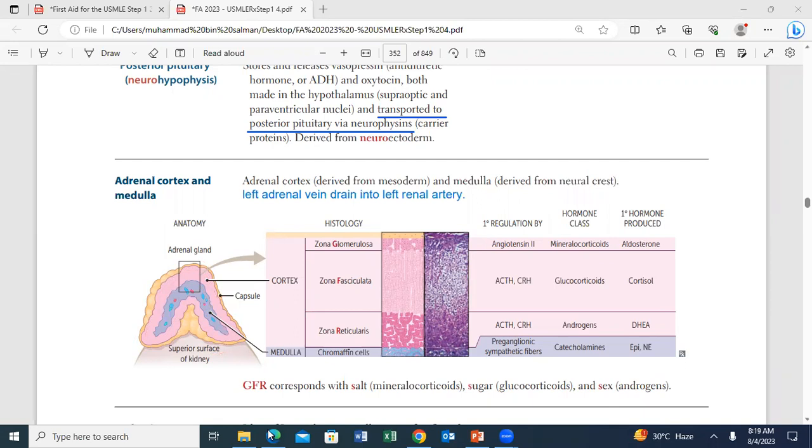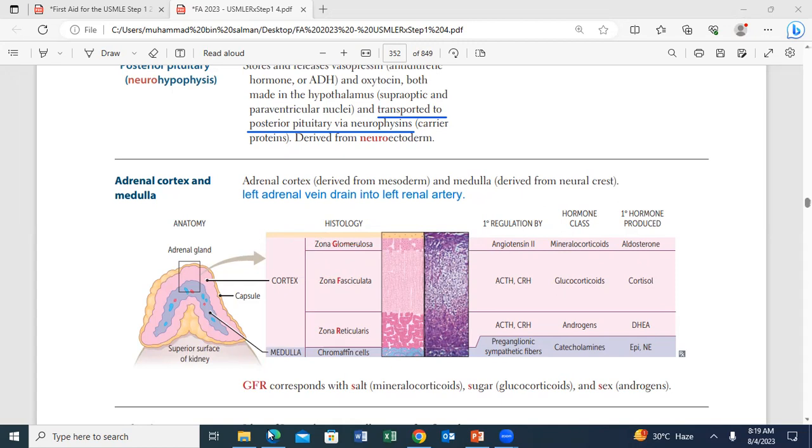What are the secretions of cortex and medulla? To memorize it, we say GFR, glomerular filtration rate. So basically the cortex has three layers. The outermost layer is zona glomerulosa, the intermediate layer is called zona fasciculata, and the innermost layer is called zona reticularis. So zona glomerulosa, fasciculata, reticularis.